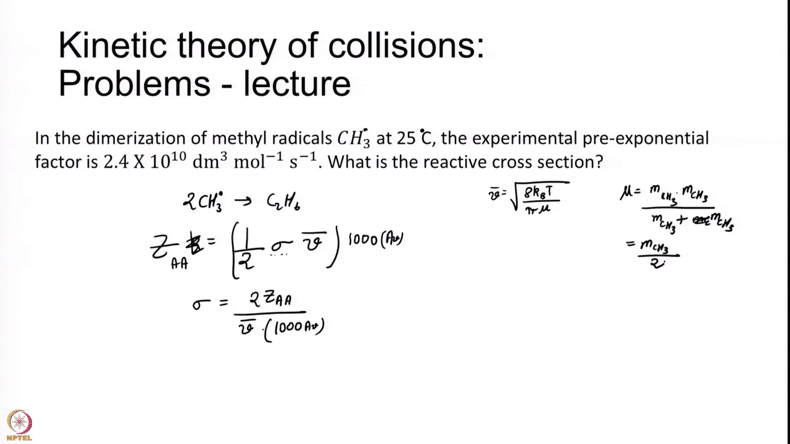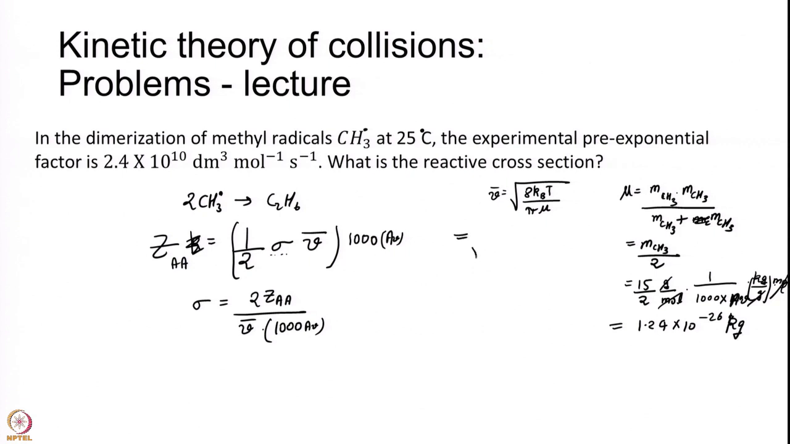15. So the mass of carbon is 12 and hydrogens are 1. So this is 15 by 2 grams per mole into 1 by 1000 into Avogadro number, which will convert it into kilograms per gram into moles. Just like we did in the last slide, mole cancels with here, grams cancels with this, and this I have found already, and this is equal to mass here, 1.24×10⁻²⁶ kilograms.